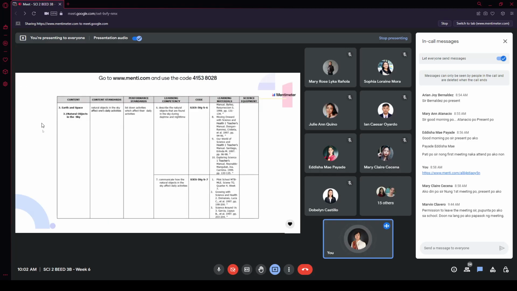And then another one, number 7, to communicate how the natural objects in the sky affect daily activities. So when I say communicate, that's the student elaborating more on how they're going to answer. If the performance standard is more on listing down, in the learning competency number 7, you would want them to elaborate more on their answers.